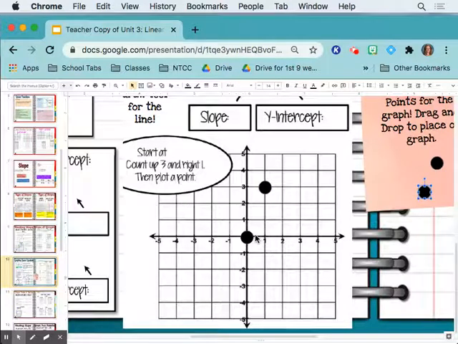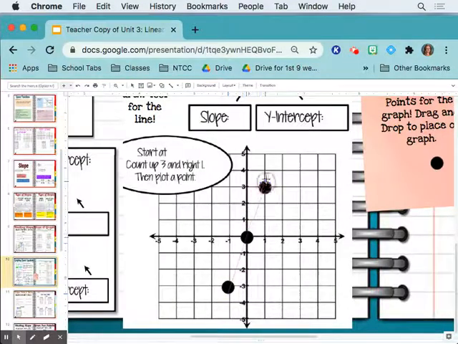I can go the opposite of what I did. So instead of going up 3, right 1, I can go from the origin, from this first y-intercept point, and go down 1, 2, 3, and left 1. So I'm doing the complete opposite to go backwards. And now that we have that, we can connect our points using a line.